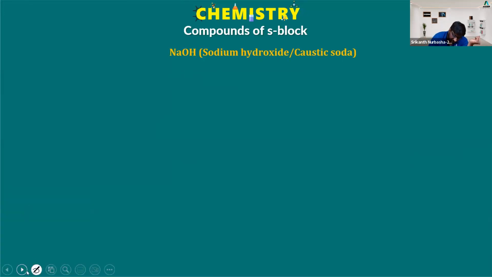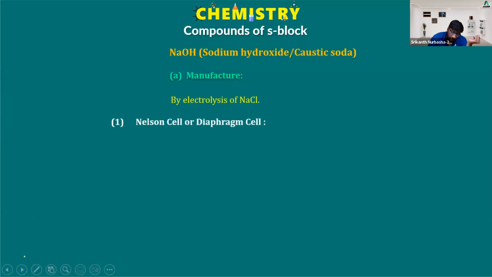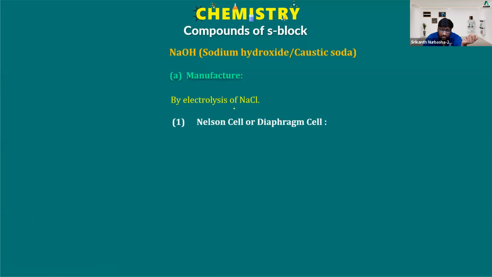Next, sodium hydroxide, NaOH, or caustic soda. Manufacture: if you try to think of it, it is by electrolysis of NaCl. If you take NaCl, NaCl will have what? Na+ and Cl- ions. Using the electrolysis of NaCl, you can produce NaOH, in the Nelson or diaphragm cell. So NaCl dissociates to give Na+ and Cl- ions.